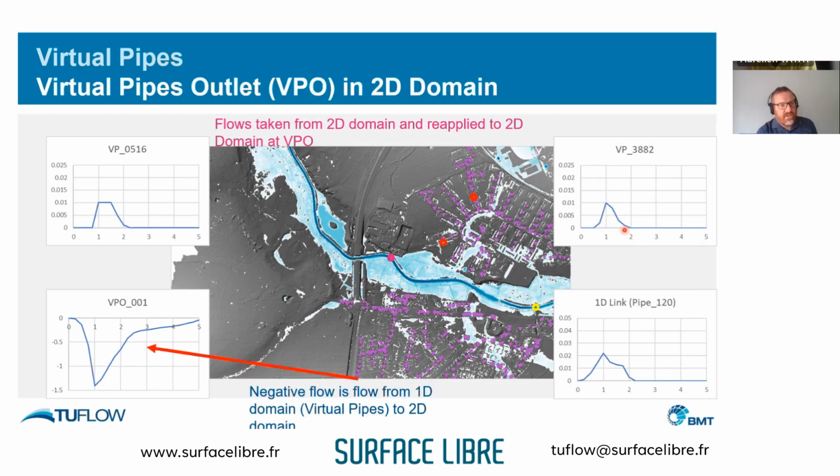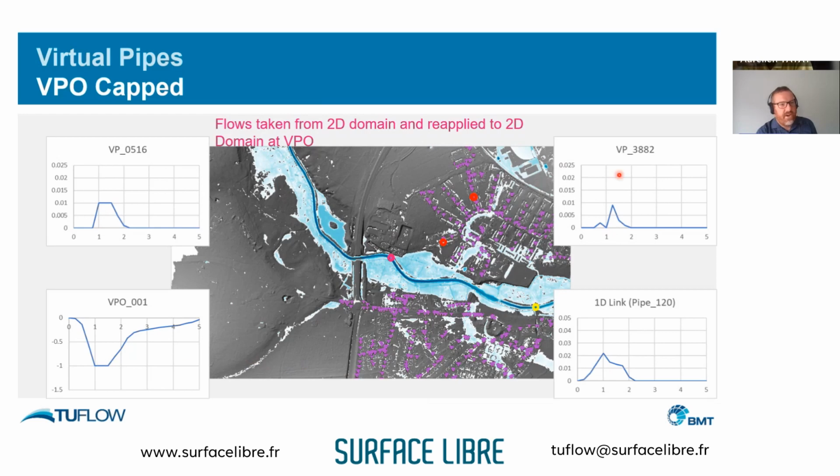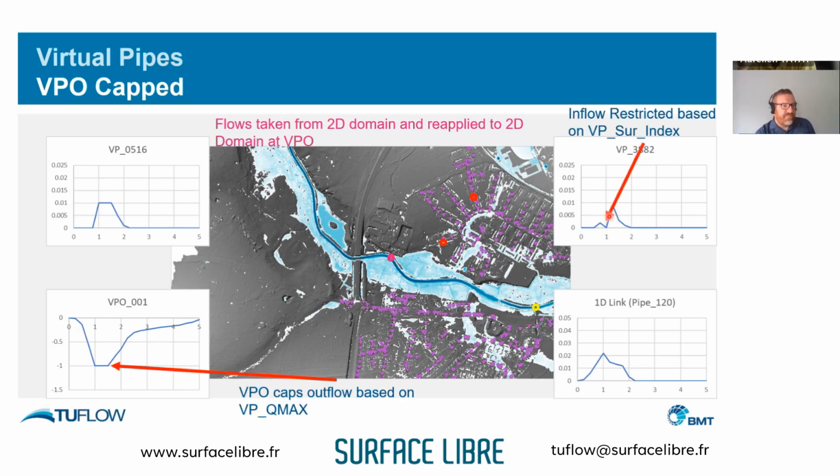So if we just go through, we can see the inlet capture. And if we start to cap that, obviously that has an impact on the amount that can be captured by certain inlets. And that's all based on the virtual pipe surcharge index. I think by default, it will do it on elevation. So if you haven't specified a surcharge index, i.e. the order that the virtual pipe inlets will be limited, then it will just base that on elevation.